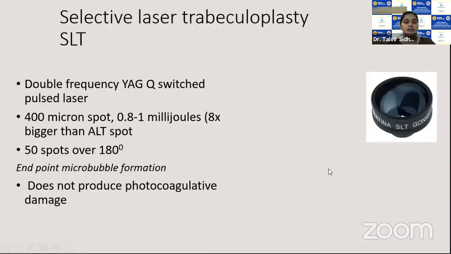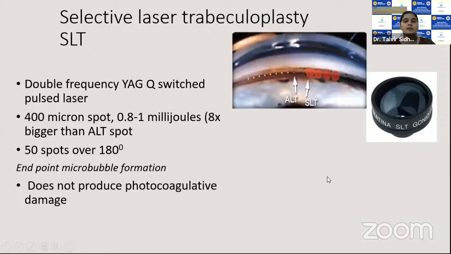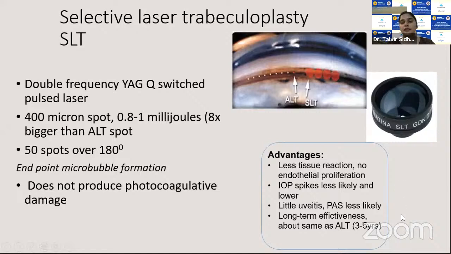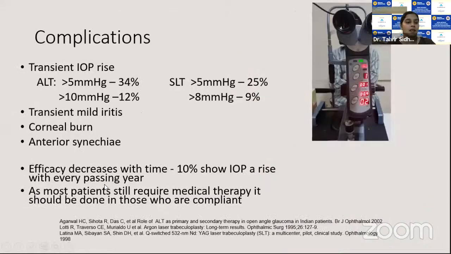Then we have selective laser trabeculoplasty. Selective laser trabeculoplasty actually uses very less energy as compared to ALT and a larger spot size, but it does not cause photocoagulative damage to the trabecular meshwork. It actually only shocks the trabecular meshwork and opens up the pores. A Ritch trabeculoplasty lens can be used. It causes less tissue reaction, and IOP spikes are less likely and uveitis is less likely.